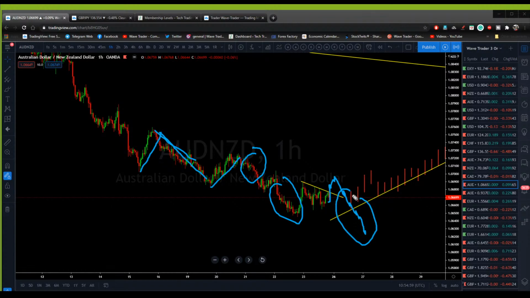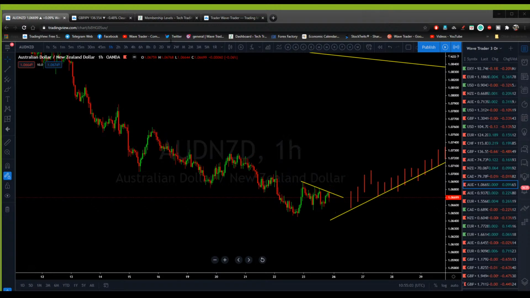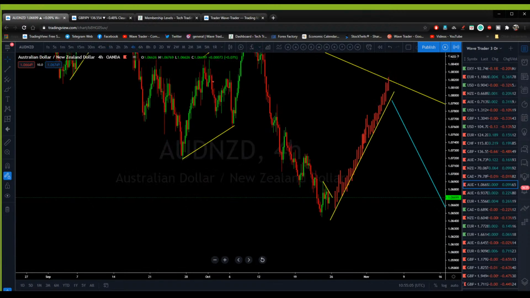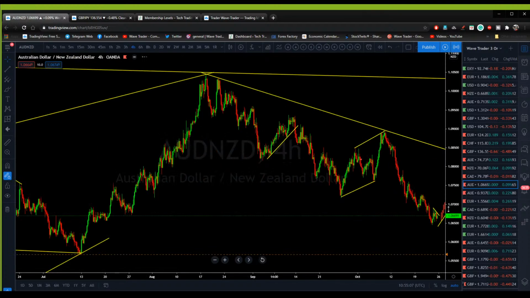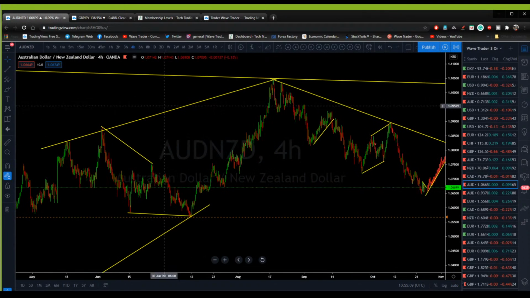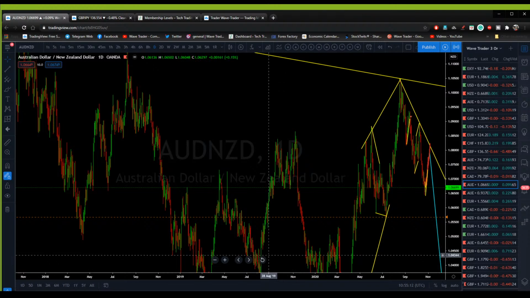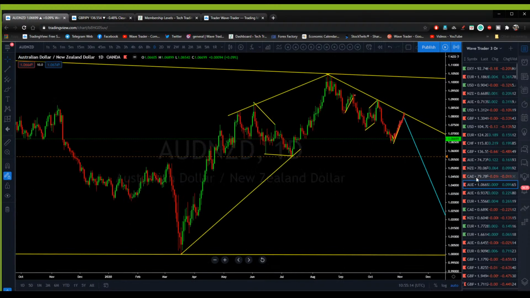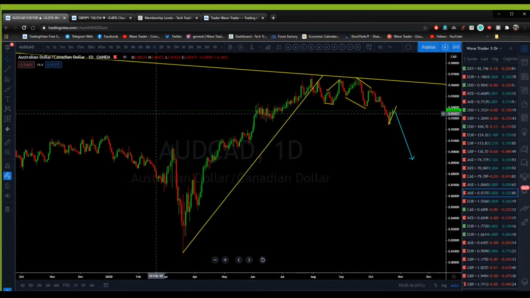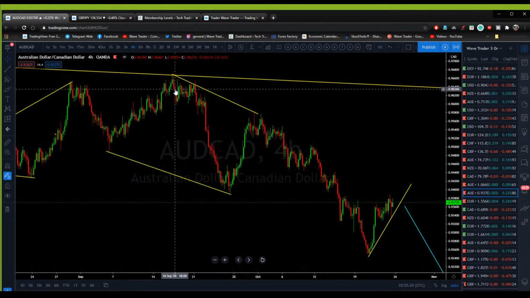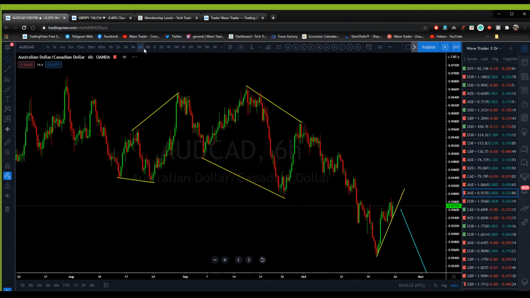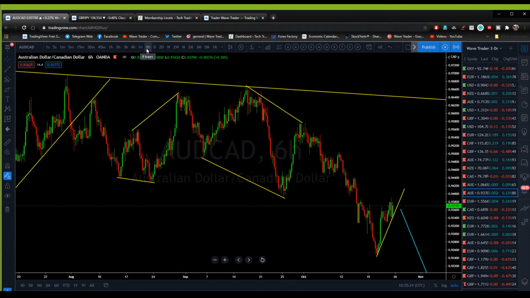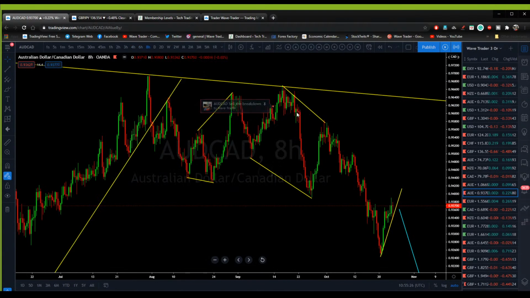So not the best chart at the moment to trade, but it will be the best chart again once we have a correction on it. Not the best chart right now, but it's the best chart for longer term. Aussie Cad is also dragging lower. If I look at the 4-hour time frame chart, maybe the 8-hour time frame. Yes, there you go.